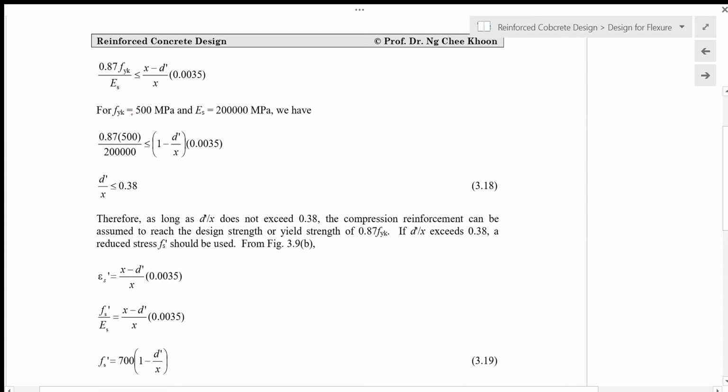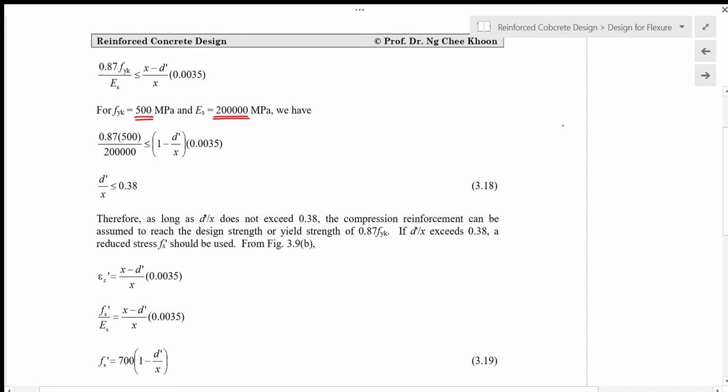And then for fyk equal to 500 megapascal and Young's modulus of steel equal to 200,000 megapascal, we have d prime over x should be smaller or equal to 0.38. Therefore, as long as d prime over x does not exceed 0.38, the compression reinforcement can be assumed to reach the design strength or yield strength of 0.87 fyk. If d prime over x exceeds 0.38, a reduced stress fs prime should be used.